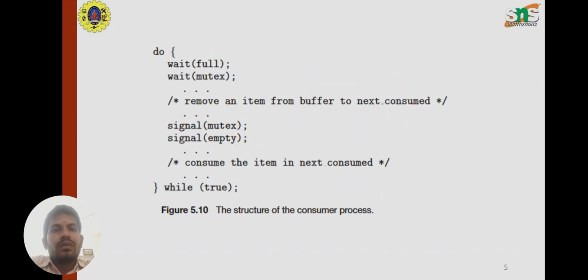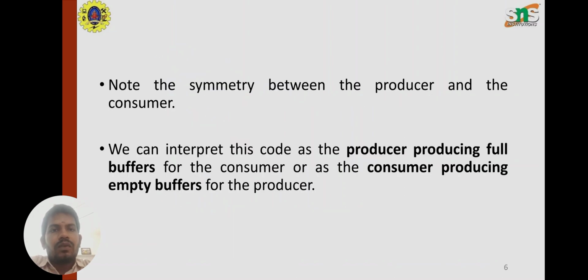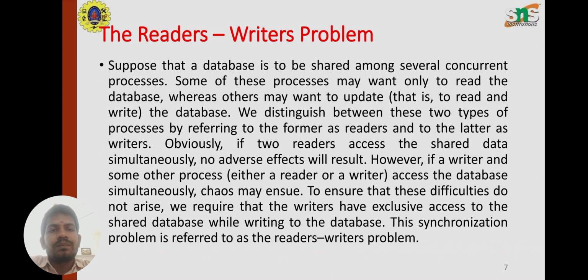The structure of the consumer process is the same: wait(full) and wait(mutex). Remove an item from the buffer to next consumed, then signal(mutex) and signal(empty). While the condition is true, the consumer part of the process is executed. Note the symmetry between the producer and the consumer. We can interpret this code as the producer producing full buffers for the consumer, or as the consumer producing empty buffers for the producer.